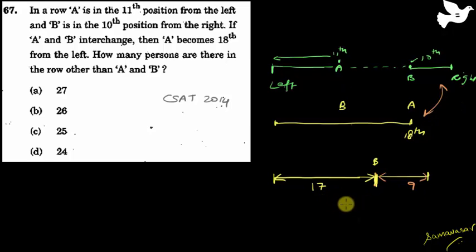Now this means how many people are there total in the row. So total people is equal to 17 plus B himself plus 9, which is 27. But this is where even after doing all this hard work you can lose out, because the question does not ask you how many are the total people. It says how many persons are there in the row other than A and B. So this is very, very important. There are 27 total people, out of which 2 are A and B. So the remaining people are 25, and this is extremely important for you to notice.